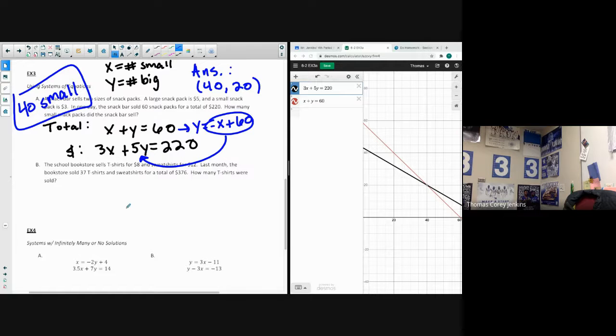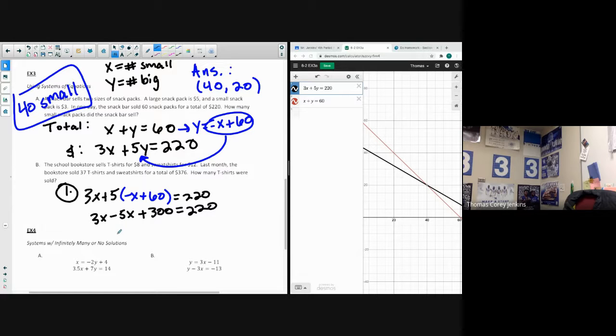All right, I'm going to start working in this space down here now. So again, we already know our answer. I'm just showing you the work that goes with it. So we have 3 times x plus 5 times y, which we've set equal to negative x plus 60, and equals 220. So distribute first, we get 3x minus 5x plus 300 equals 220.